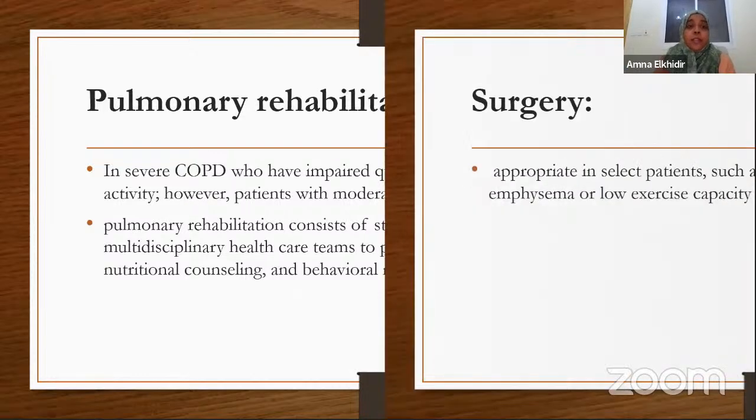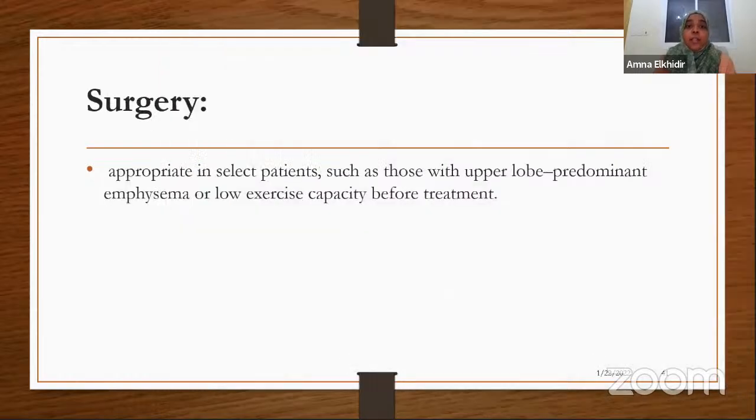The last resort is surgery, for selected patients, for example, if they have upper lobe predominant emphysema, or if they have low exercise capacity before they initiate the treatment.